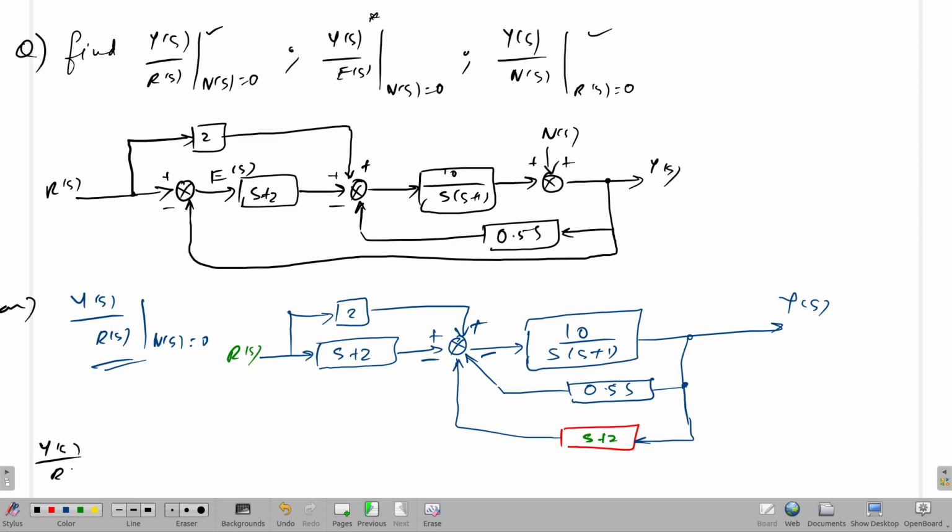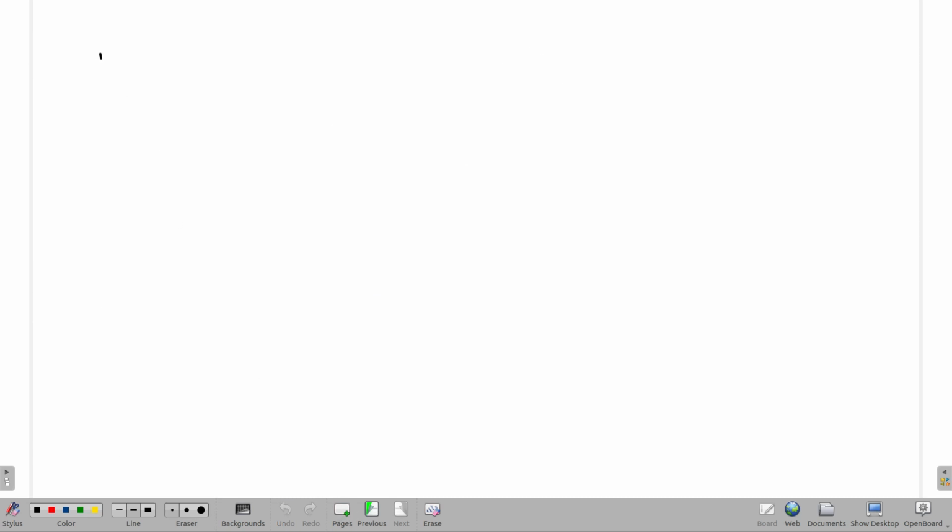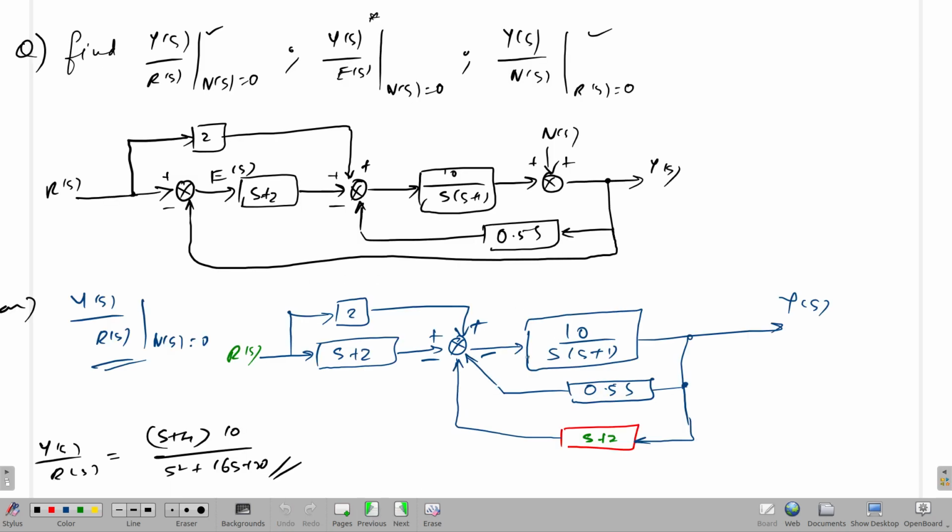And the solution: Y(s)/R(s) is equal to (s plus 4) into 10 divided by s squared plus 16s plus 20. See how you can arrive at that particular conclusion. Now, for Y(s) by E(s), what do you do at N(s) equal to 0? Actually, now you have solved something. You have found the complete transfer function when N(s) equal to 0.